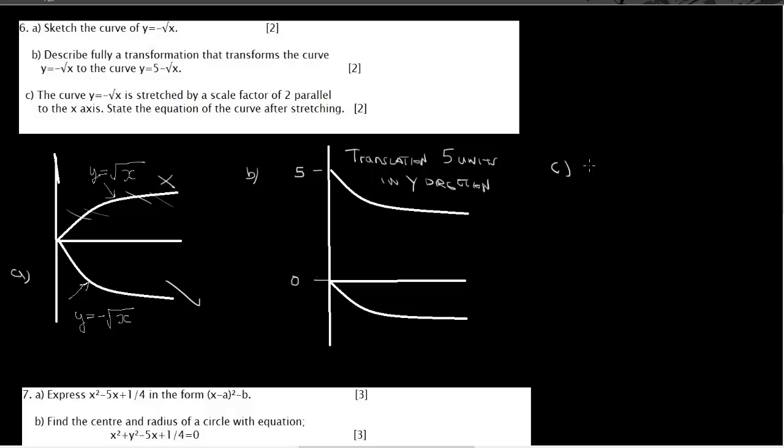For C, it's stretched by a scale factor of 2 parallel to the x-axis. We just know that by inspection. That's going to be y equals minus root x over 2. Two marks to that, 2 marks to that, and 2 marks just for knowing that. Total of 6 marks.